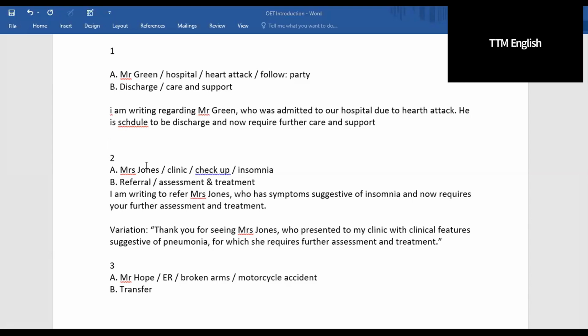Susmita, I'm writing regarding Mr. Green, who was admitted to a hospital due to a heart attack. He's being discharged today, however, he needs further care and support. That's interesting with however, Susmita. I don't think I mind that.